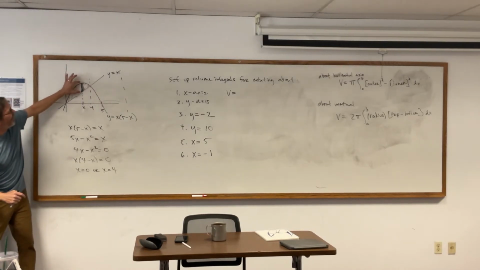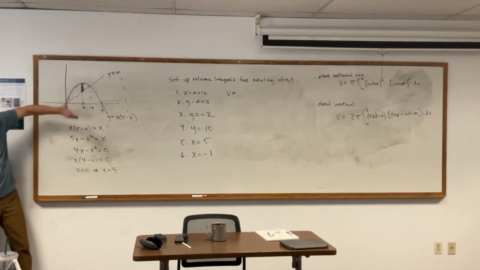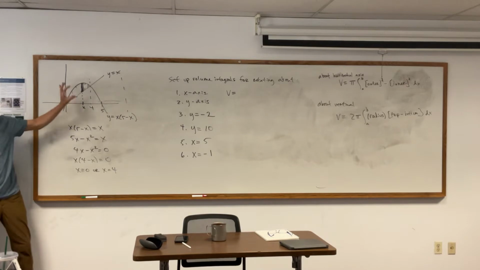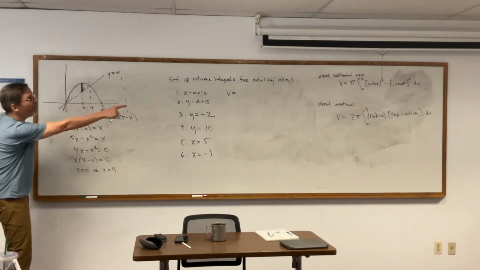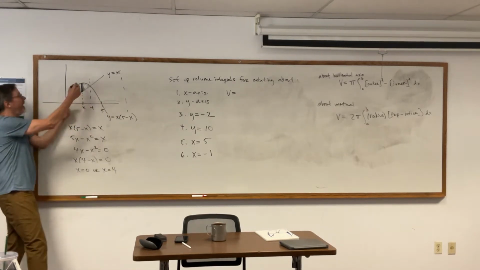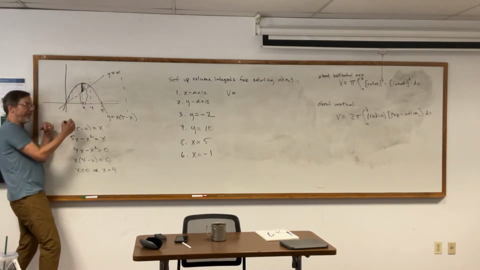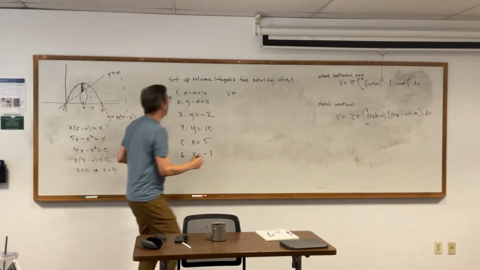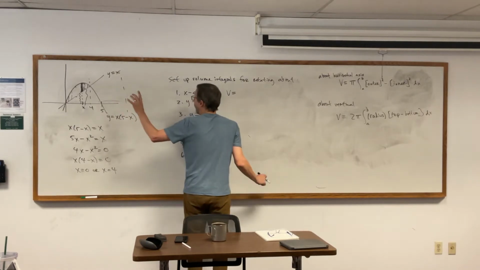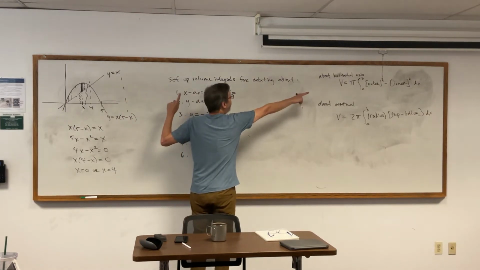So when I spin around the x-axis, I'm going to need washers, right? I'm getting a bunch of washers. The outer radius, look at my formula. The outer radius is this distance here. The inner radius is this distance here. So when I come to do my formula, first off, you've got to know which of these two to use.